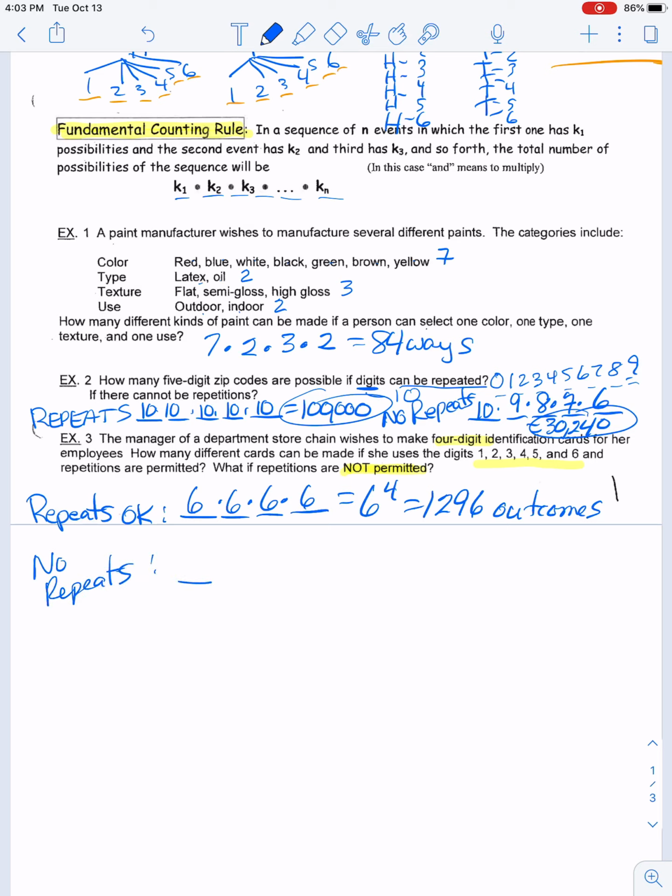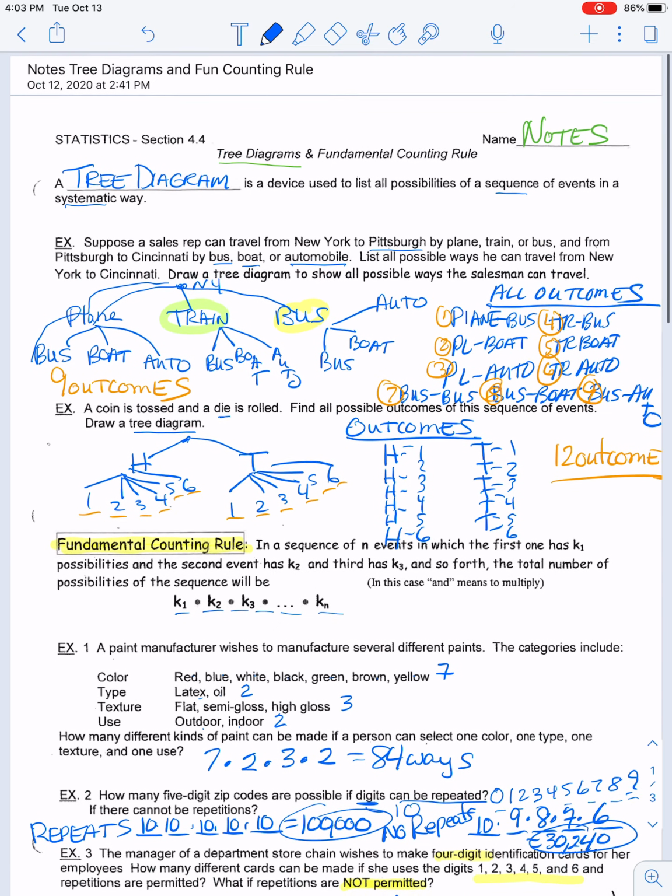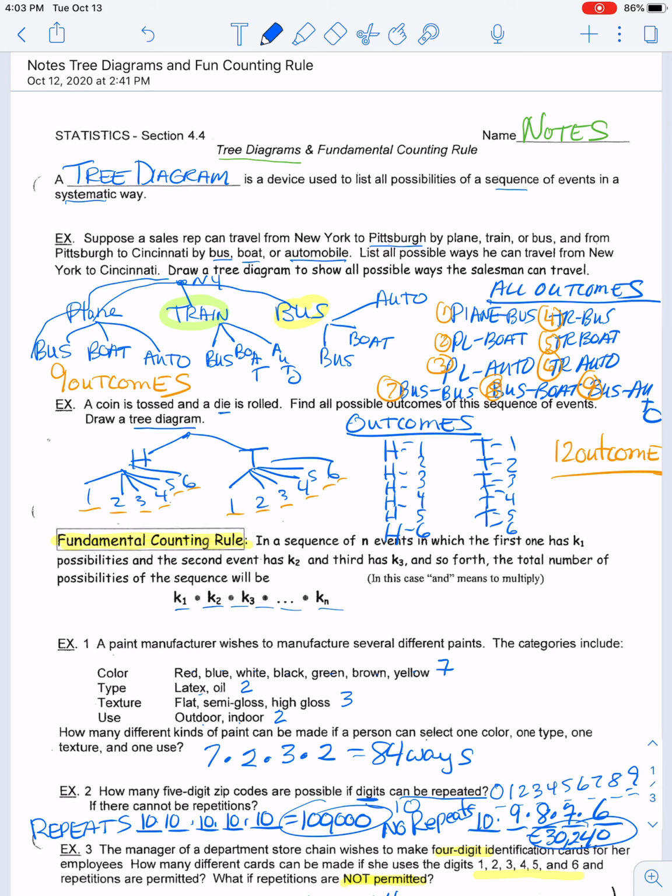And then the second one is if repeats are not okay, so no repeats. If that's the case for your 4-digit ID card, you'd have 6 choices, then 5, then 4, then 3, because once you pick one, it reduces your total. If you multiply that together, you have 360 outcomes. I think that pretty well takes care of you here at the very beginning of this.